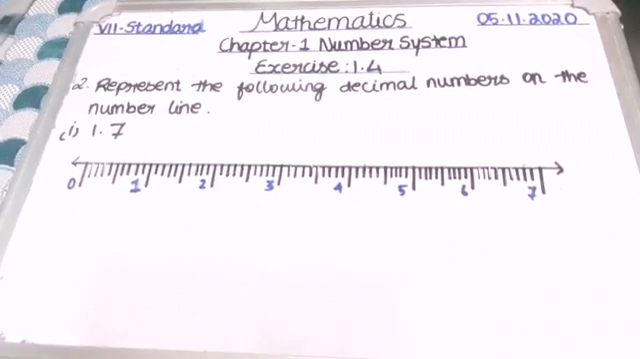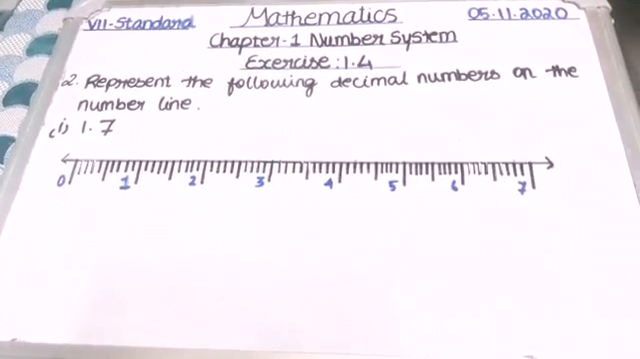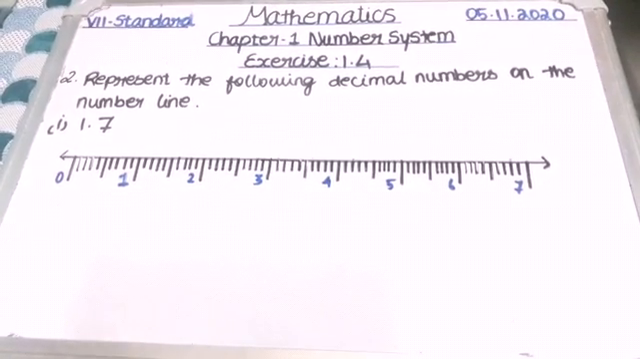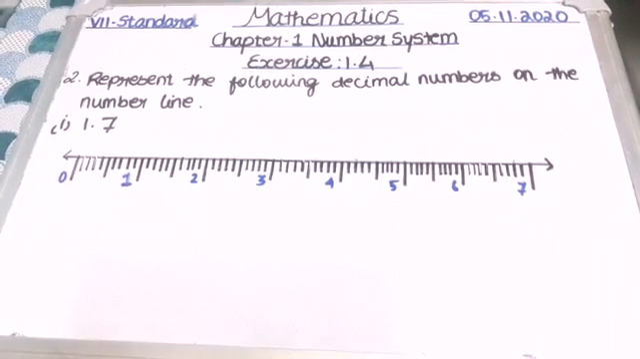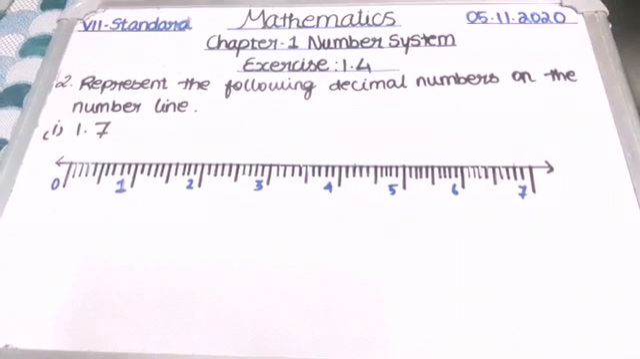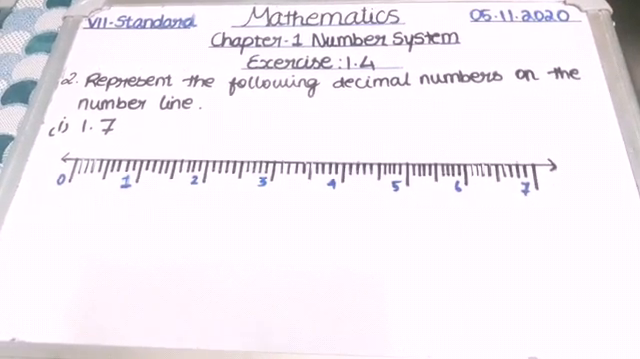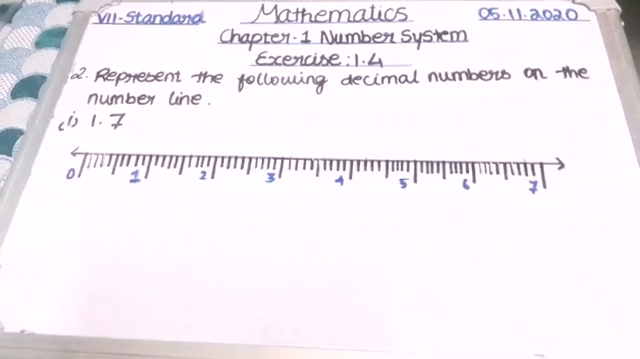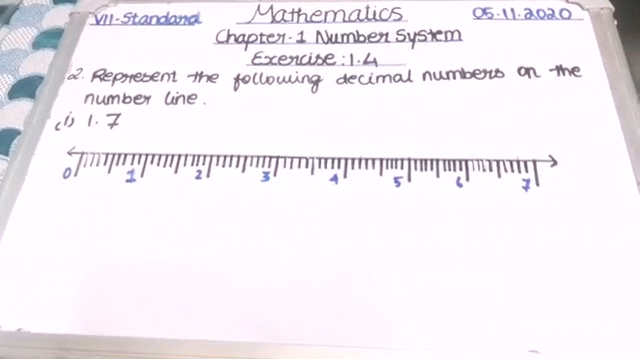And second, we need to represent the decimal numbers on the number line. In the previous problem, they marked the number line and we needed to write the decimal number. Here, they give the decimal number and we need to mark it on the number line. So first step is to draw the number line. And what is the second step? We need to mark the decimal number on the number line.